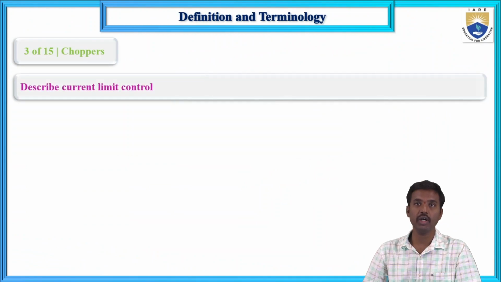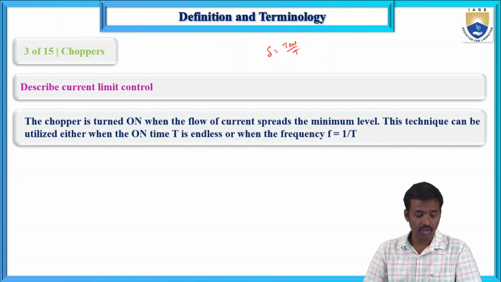Next, the third one: describe the current limit control. The output voltage changes depending upon the duty cycle, where duty cycle equals T on divided by T. There are two methods. The first method is current limit control, and the other is time ratio control. In the time ratio control there are constant frequency control and variable frequency control. That I will explain in the next definition.